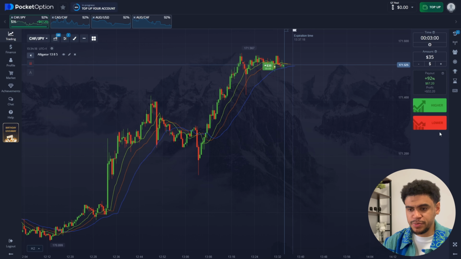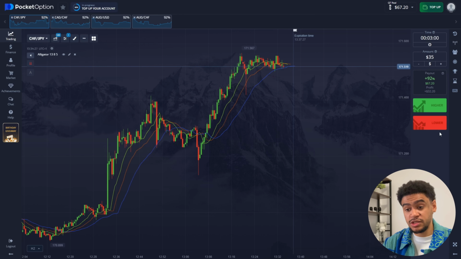An actually perfect prediction by me. There's barely any movement here, but just enough to get us an edge here and give us the money that we deserve. $32 comes in straight into our pocket, and now we're at $67 with just one trade in.